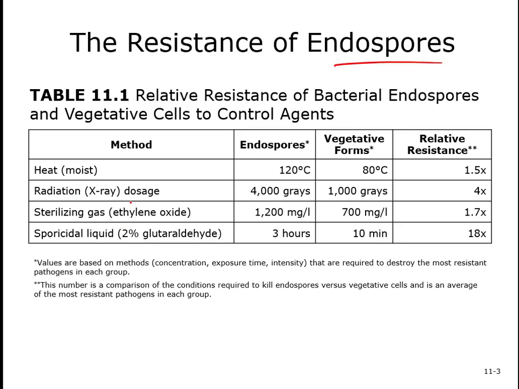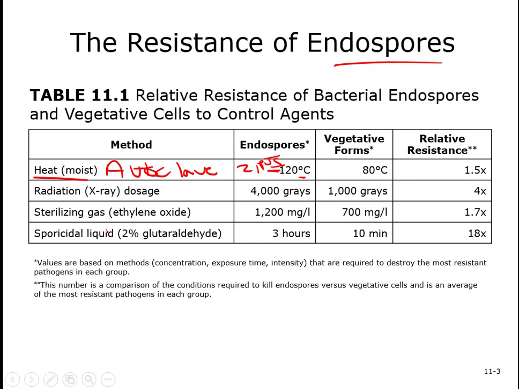The most important and most common way we destroy endospores is using the autoclave. The autoclave is a moist heat method. Moist heat is very effective. So we will autoclave at 120 degrees Celsius for usually about 30 minutes, and it's also about 21 pounds of pressure. This is enough to destroy endospores.